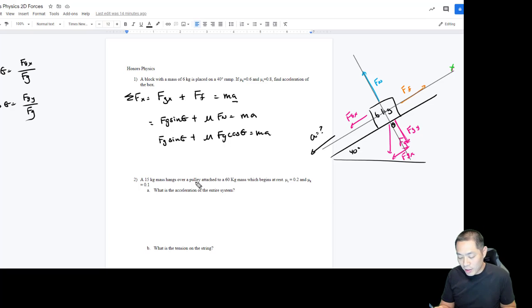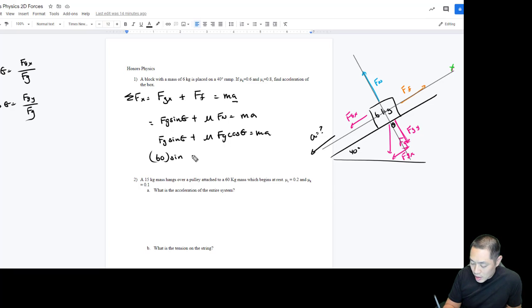So we're going to plug everything else in. And we know everything else. Here's the big deal. So we're going to find what Fgx is. So that is Fg, which is 60, times sine of 40. I'm going to leave mu here. I want to find out what this is. So this will be 60 cosine of 40 equals mass, which is 6, times acceleration.